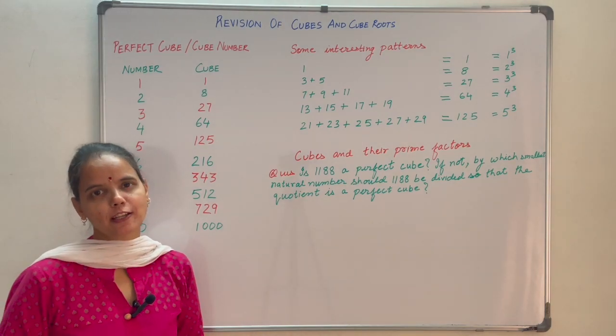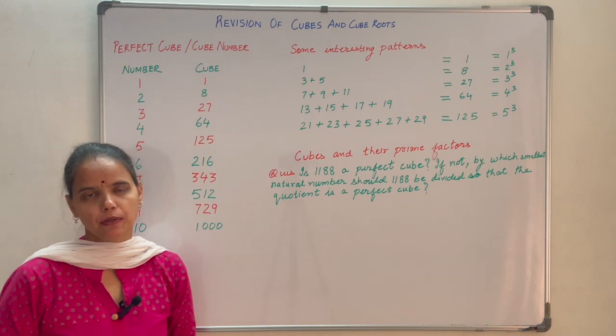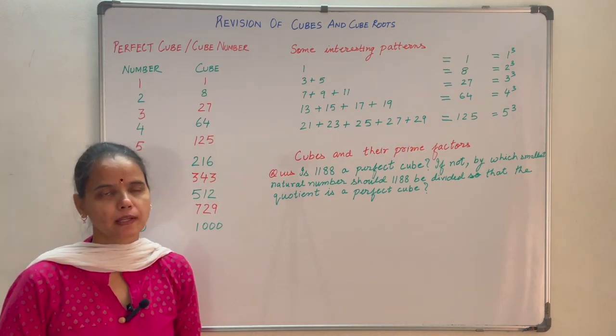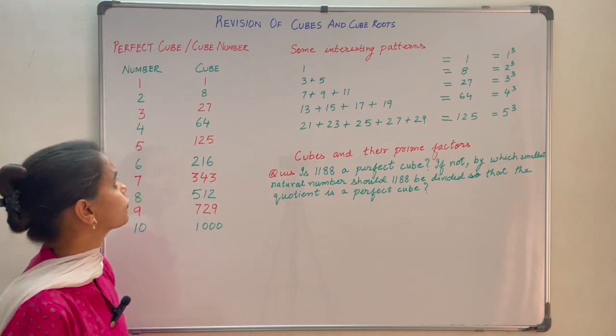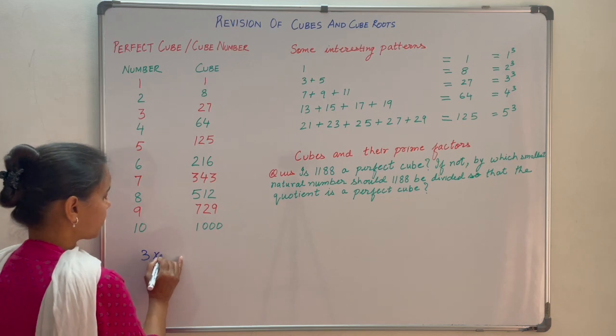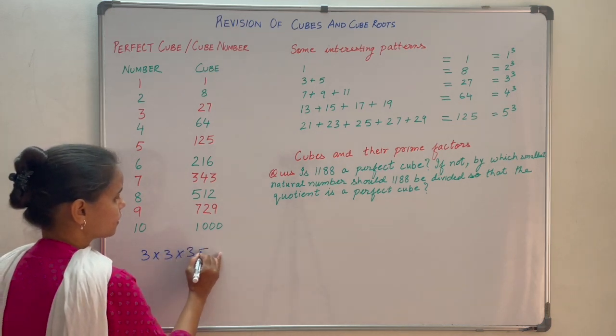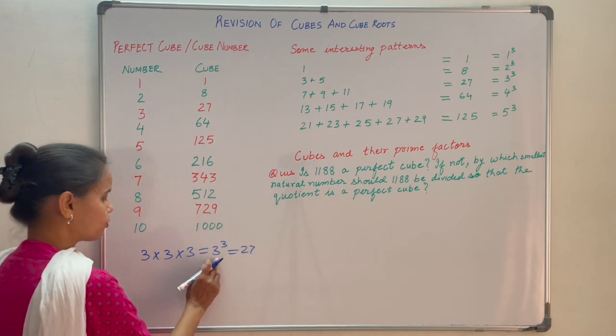Revision of cubes and cube roots. First concept is perfect cube or cube number. A perfect cube can be obtained by multiplying the same number 3 times. So if you have to find out the perfect cube of 3, you have to multiply 3 three times. So that is 27. 27 is a perfect cube of 3.